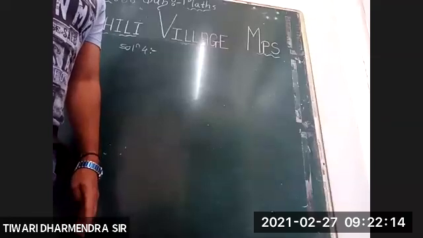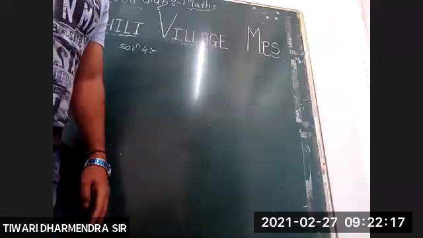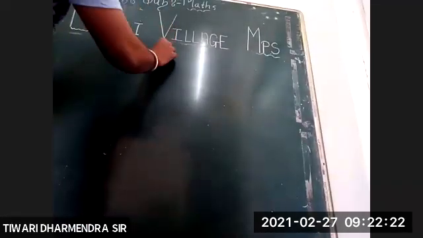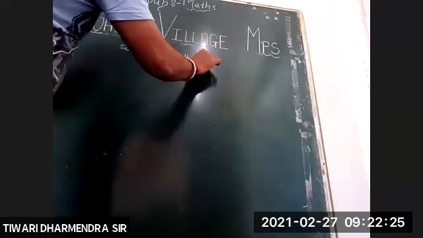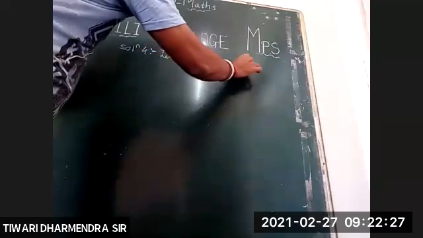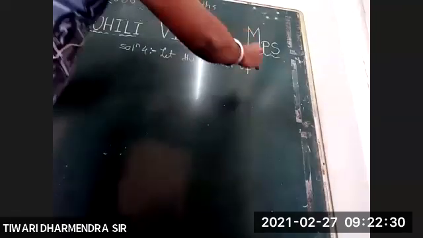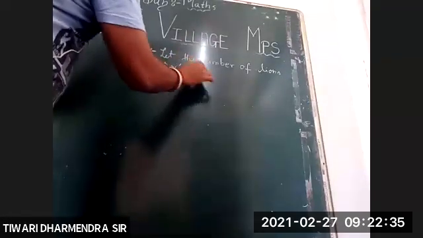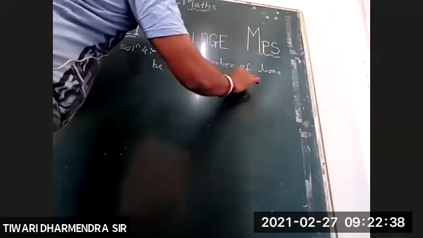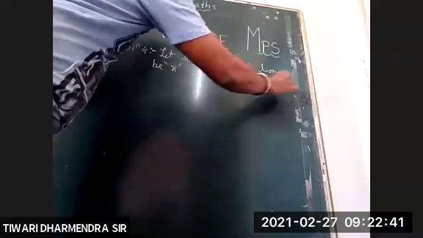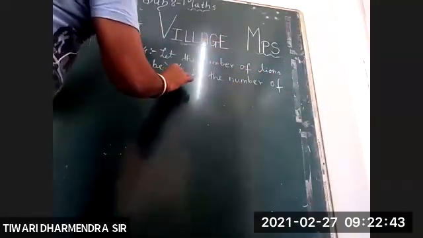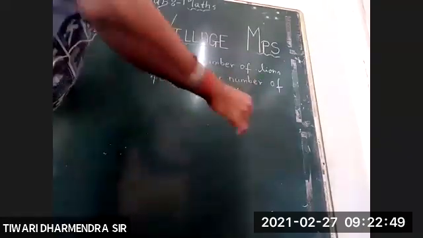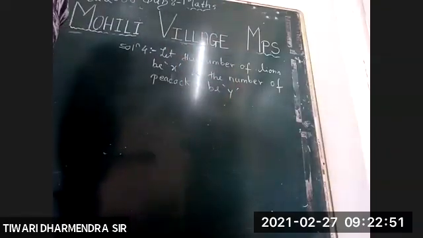As we have seen in the question, let the number of lions and peacocks in the zoo be X and Y respectively. Let the number of lions be X and the number of peacocks be Y.